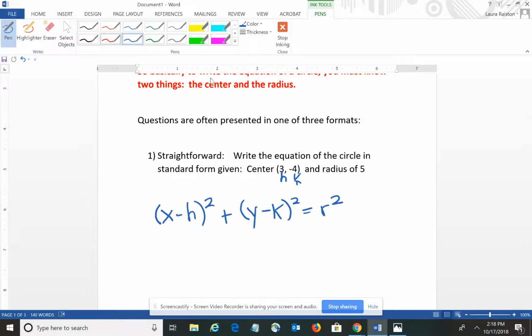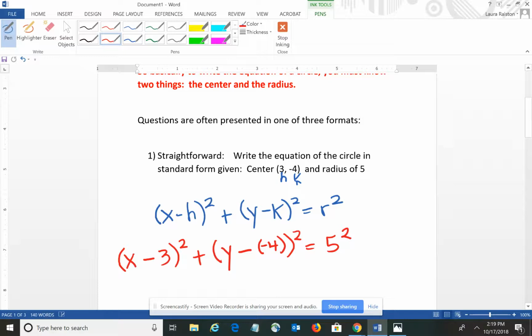So if we substitute those numbers into the formula, we have (x - 3) squared plus (y - (-4)) squared equals 5 squared. And then we want to simplify as much as we can. So we have (x - 3) squared plus (y + 4) squared, since a minus and a minus makes a plus, equals 25. And that is the equation of the circle in standard form that has a center at (3, -4) and a radius of 5.